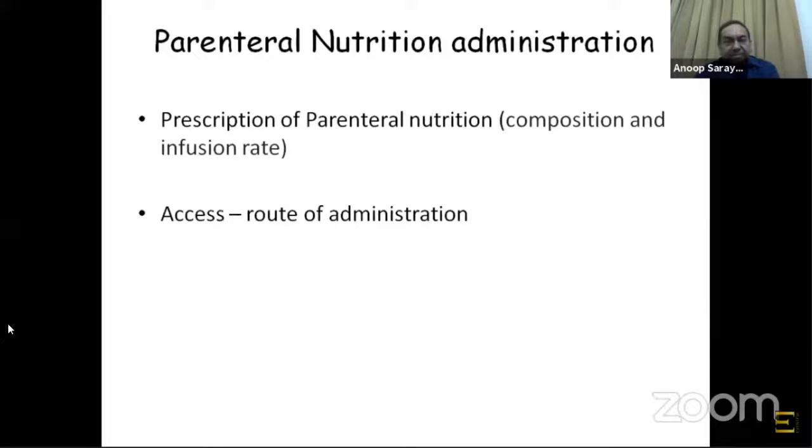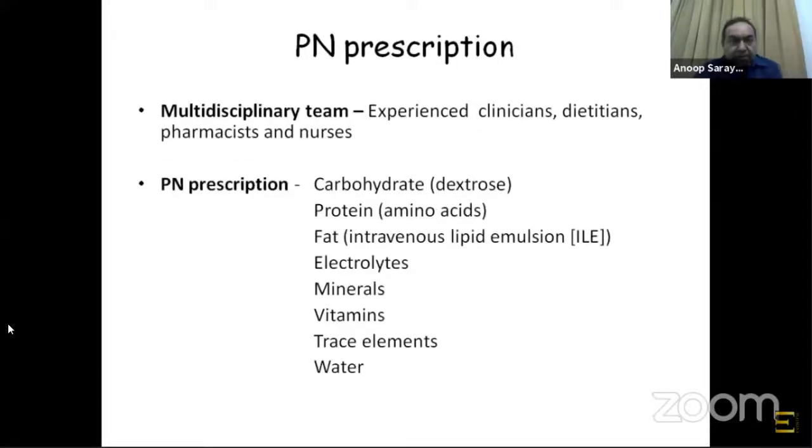Parenteral nutrition is a prescription, how we write a prescription: first we decide the composition and then we decide on the route of administration. So a multidisciplinary team is required: an experienced clinician, dietitian, pharmacist, and nurses. And in the prescription we give carbohydrate, proteins as amino acids, fat like intravenous lipid emulsion, electrolytes, minerals, vitamins, trace elements.